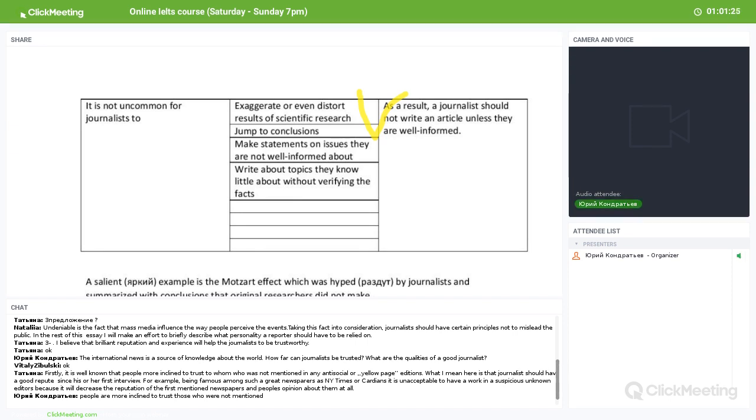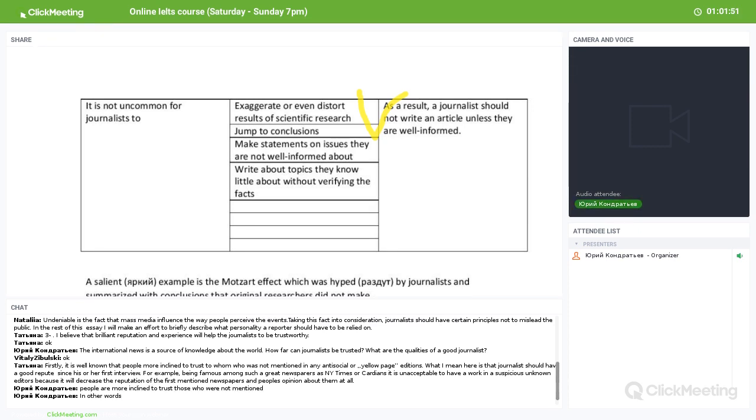Okay, maybe instead of "what I mean here," you should make it more impersonal. "What it means is that," or you can say "in other words, journalists should have." Maybe "in other words" is better. Try not to write "I" or "we" unless you express your own opinion in the introduction or in the conclusion.